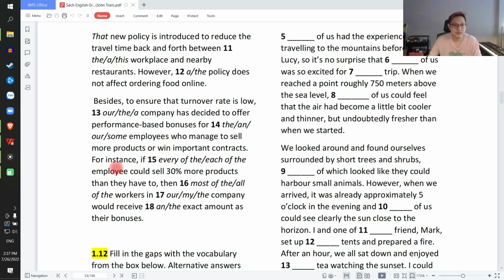For instance, if each of the employees could sell 30% more products than they have to, then all of the workers in the company would receive the exact amount as their bonuses.